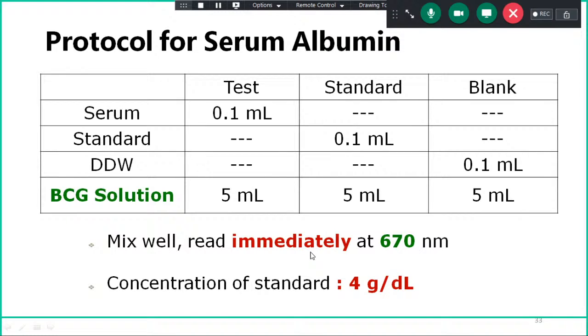Why do we have to take the reading immediately? Because certain other positively charged proteins, apart from albumin, can also react with the BCG solution, which will give you a false reading. Albumin reacts immediately with the BCG, while other proteins will take some incubation time to give the color. So we have to take the reading immediately so that we estimate only the albumin part, not the other proteins.